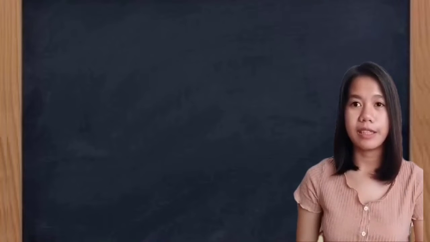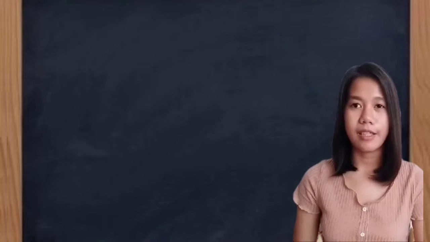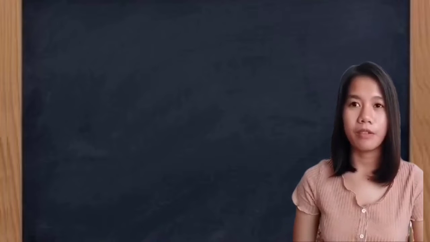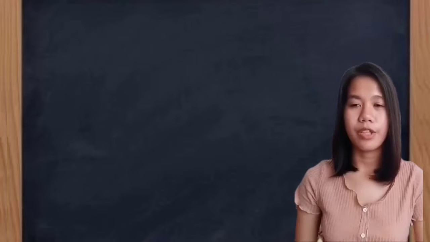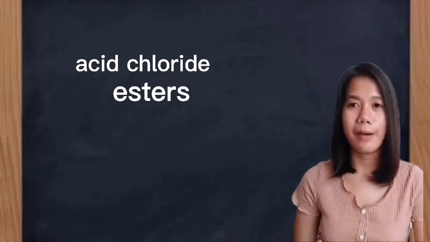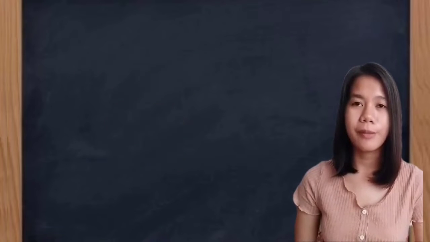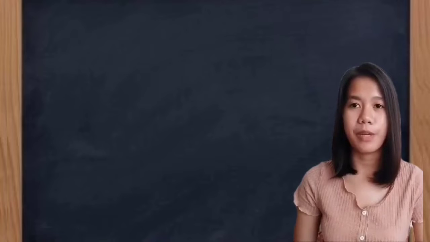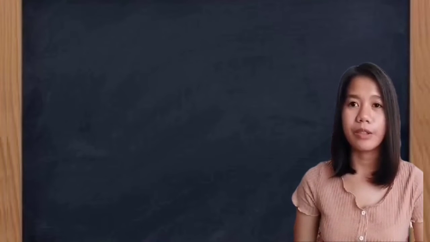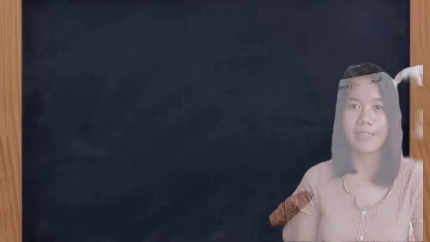Carboxylic acid occupies the center place among the carbonyl groups. They also serve as the starting material for preparing numerous carboxylic acid derivatives such as acid chloride, esters, amide, and thioesters. Carboxylic acids have higher boiling and melting points compared to other compounds of comparable molecular weight. They are also soluble in organic solvents of the same size.